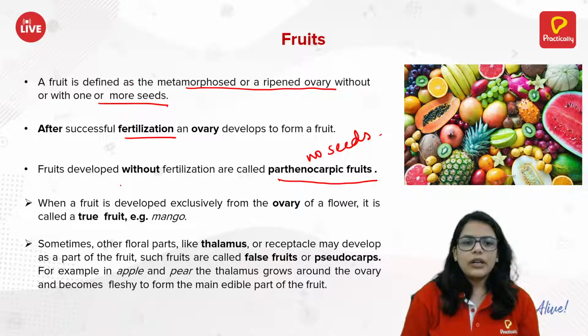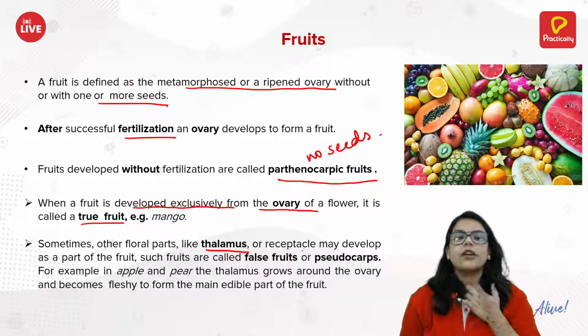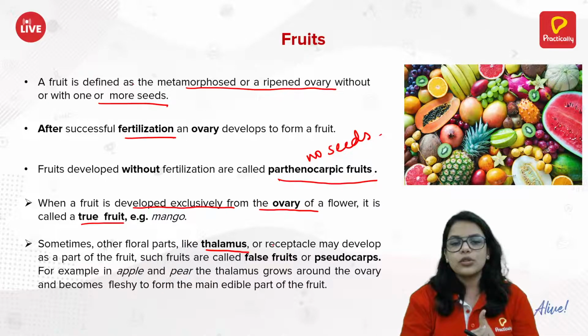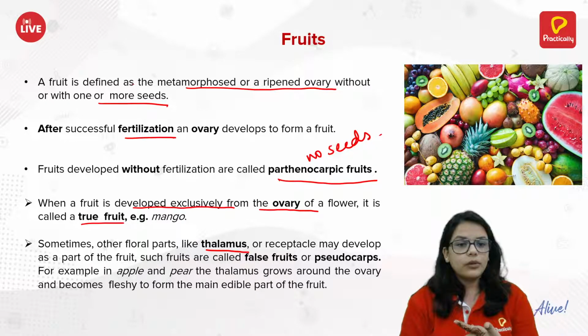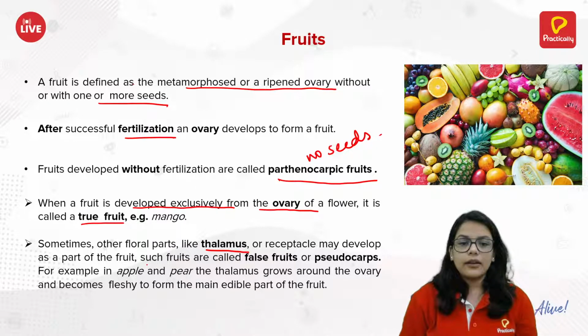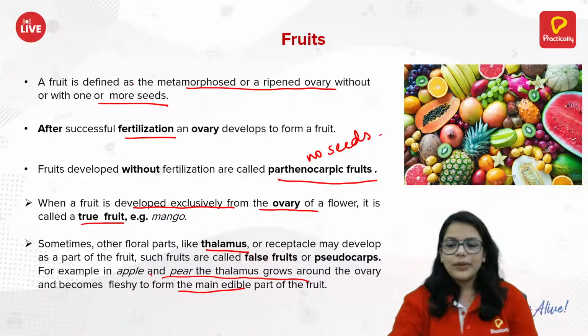When a fruit is developed exclusively from the ovary of a flower, it is called a true fruit, for example, mango. Sometimes other floral parts such as the thalamus or receptacle may develop as a part of the fruit. Different parts of the plant grow into a fruit. Such fruits are called false fruits or pseudocarps. For example, in apple and pear, the thalamus grows around the ovary and becomes fleshy to form the main edible part of the fruit.